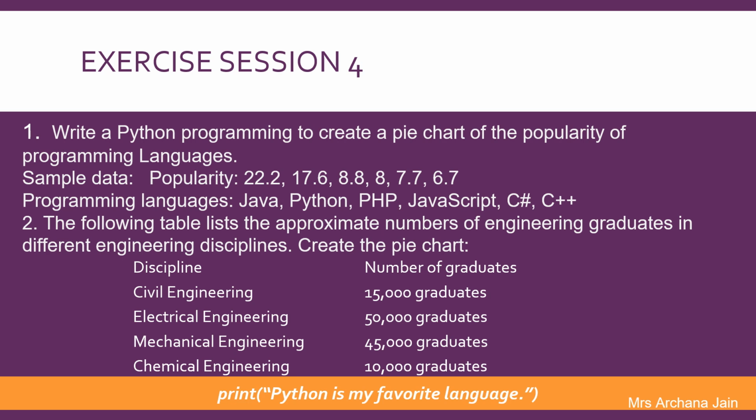Another is the discipline given and the number of graduates given. It is not equal to 100%, but your code will automatically calculate the percentage for each. In civil engineering, how many graduates, it should be shown in percentage. How many graduates are there in electrical engineering, and what percentage of graduates are there in mechanical engineering. So you will draw these diagrams, and after this particular topic, your data visualization is over. This particular chapter is over.